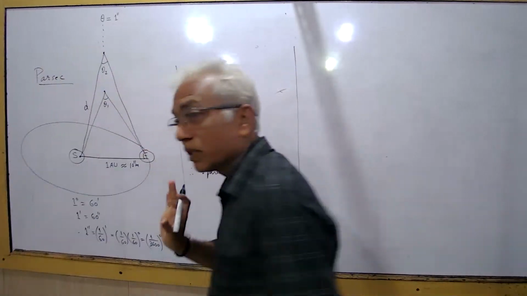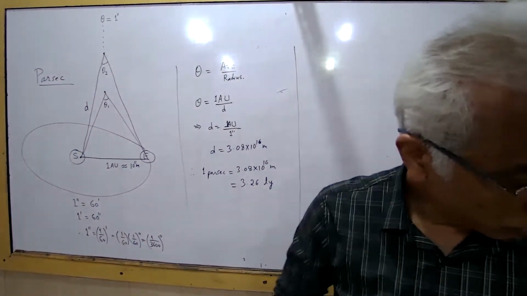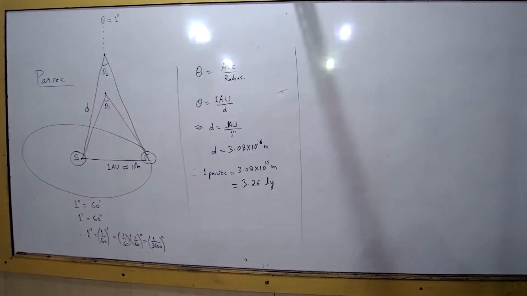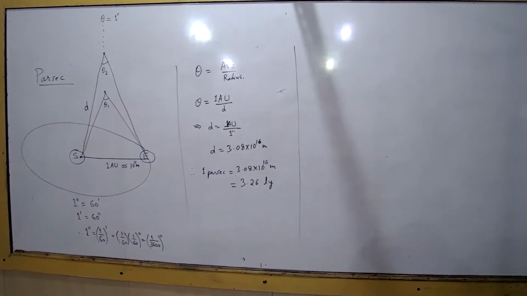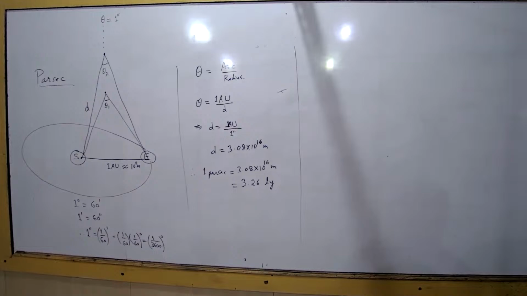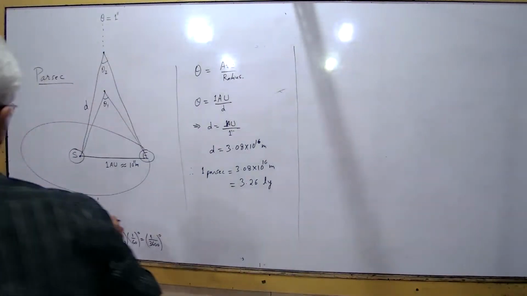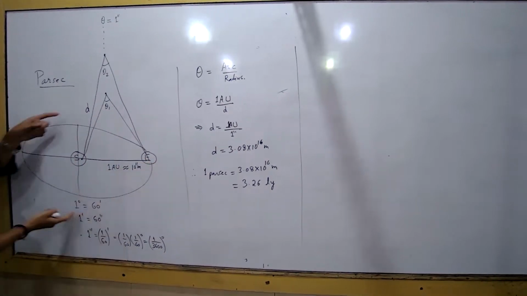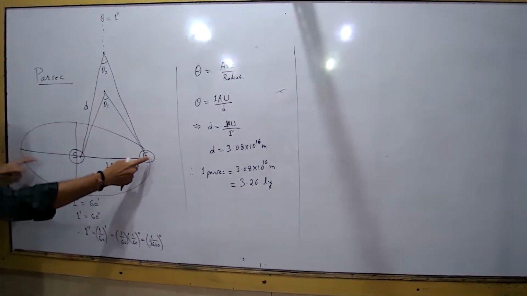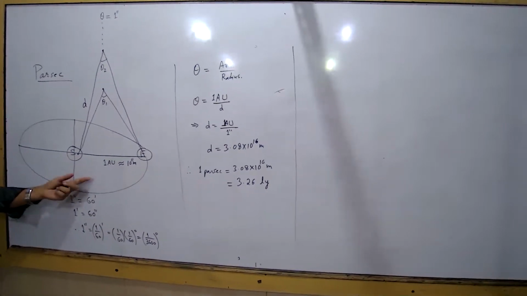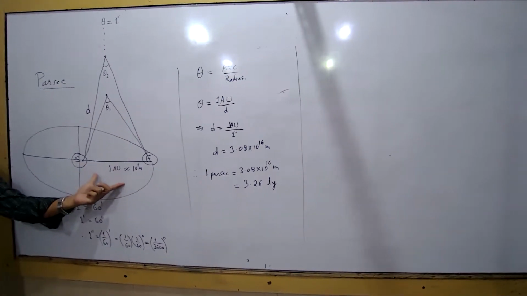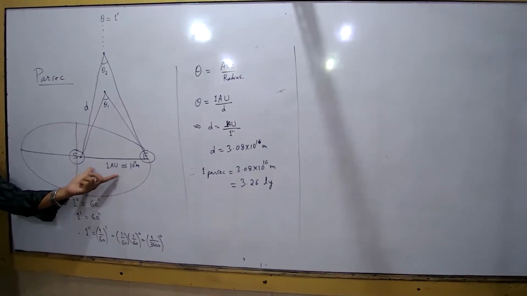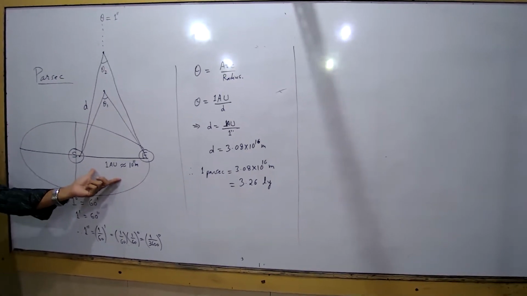So have you understood what is parsec? Read what is given in the book. There's a definition. 1 parsec is the distance from where the semi-major axis of the orbit of Earth, which is 1 astronomical unit, subtends an angle of 1 second. So what is semi-major axis? See, in an ellipse you have 2 axes. This is called major axis and this is called minor axis. So major axis, half is called semi-major. That half is 1 astronomical unit. Okay? That distance is 1 astronomical unit. Got it?